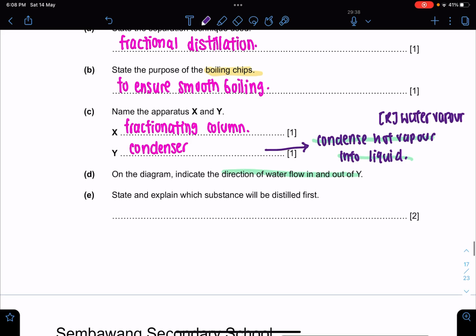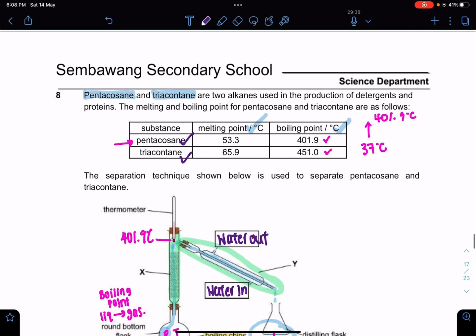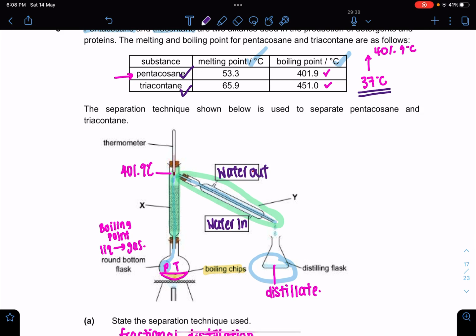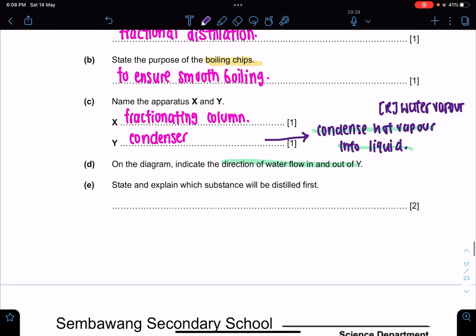Last question, state and explain which substance will be distilled first. Which substance, pentacosane or triacontane, will be collected as a distillate first? As mentioned, if you are heating the solution up from 37 degrees, logically, the temperature that will be reached first will be 401.9. So what will be collected first will be pentacosane, and we're supposed to explain, right? Why? Because it has a lower boiling point. That's all.